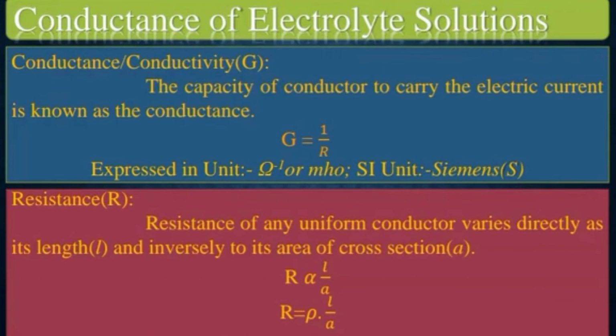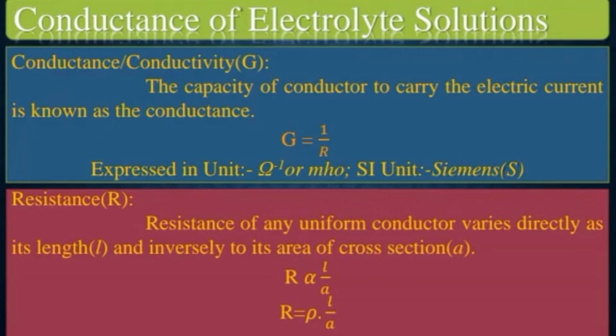Conductance or conductivity. The capacity of a conductor to carry the electric current is known as conductance. It is denoted by capital G. G is equal to 1 upon R, expressed in unit ohm inverse or mho. The SI unit is Siemens. Next is resistance.